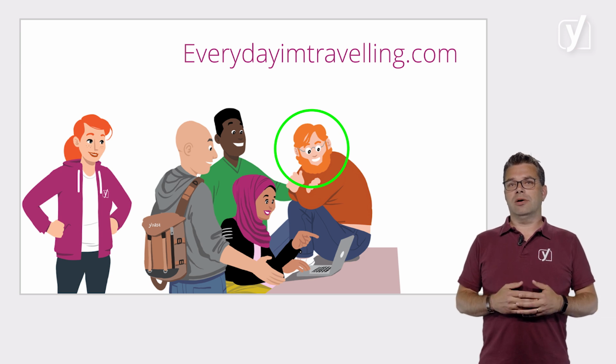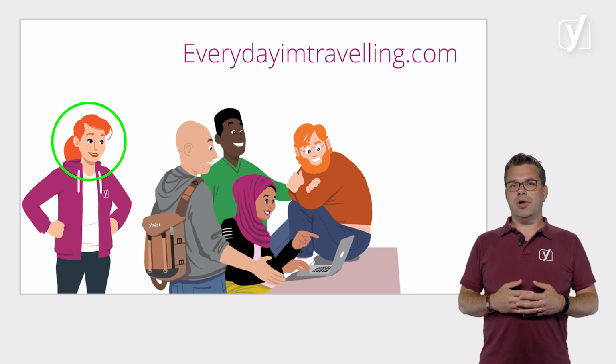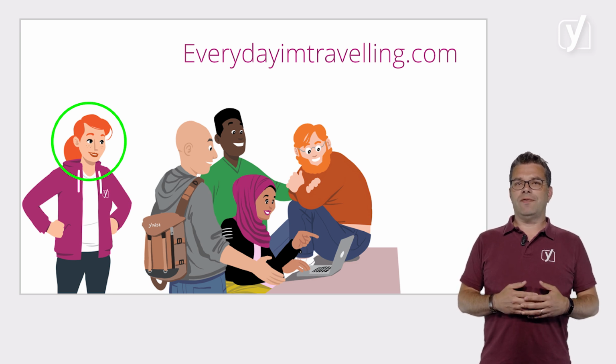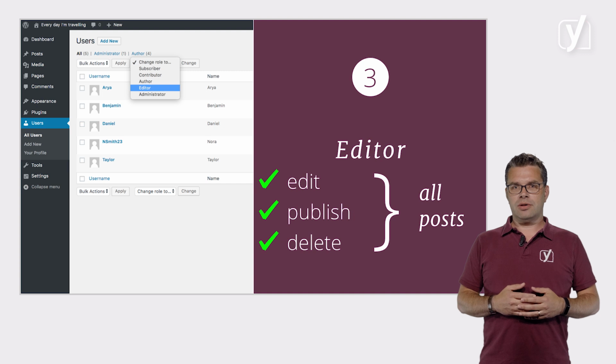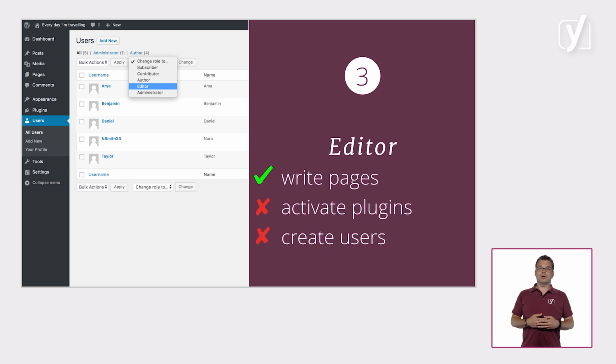With regard to managing content, Nora has more rights than the 4 others. In contrast to her travel buddies, she can edit, publish and delete posts of every author. In other words, she can take up the role of editor whenever she wants. This role is included in her role as admin. An editor has all the rights to do things that are related to content management. For example, editors can also write pages where authors can only write posts. However, editors can't activate plugins, create users or install themes, as admins can.